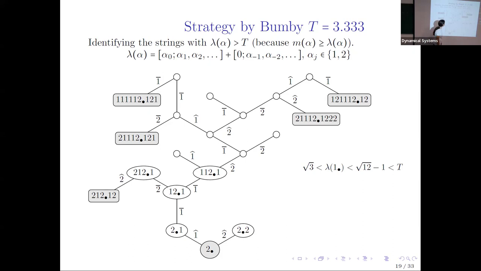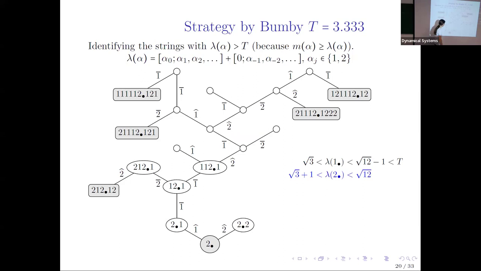Why do I start with 2? Because if you have 1 in the 0 position, then you can get only values between square root of 3 and square root of 12 minus 1, and that is definitely smaller than t, so we need to start with 2. Then you compute the value of the lambda function, and you get that it should be somewhere between square root of 3 plus 1 and square root of 12. This is good enough, because our t is somewhere in between.